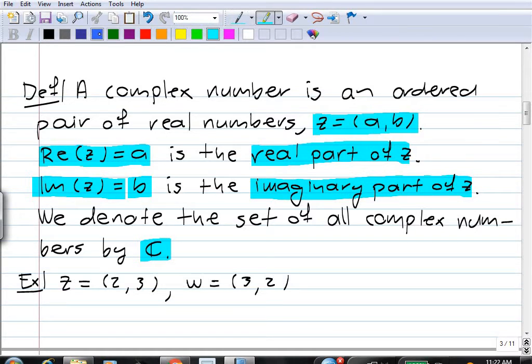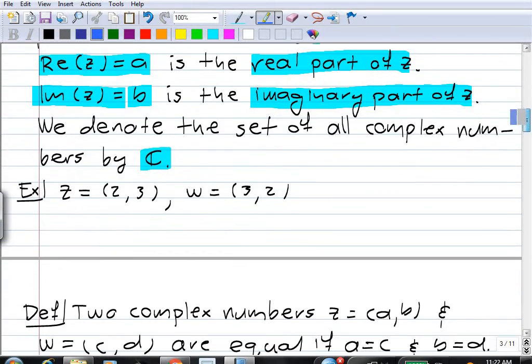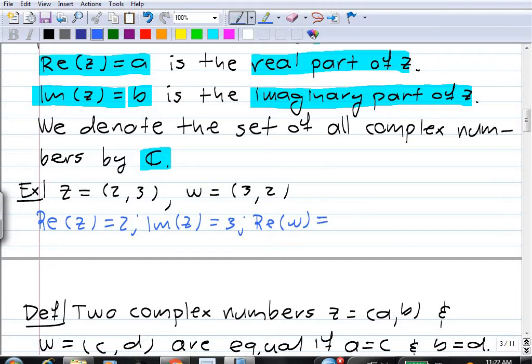So for instance, here we have two complex numbers, z and w. The real part of z is 2, and its imaginary part is 3. On the other hand, the real part of w is 3, and its imaginary part is 2. So you should note that these two are different complex numbers. z's real part is 2 and w's imaginary part is 2, but that doesn't mean that they're the same.